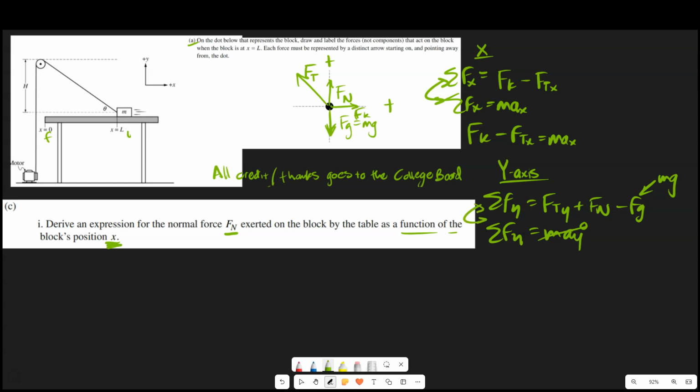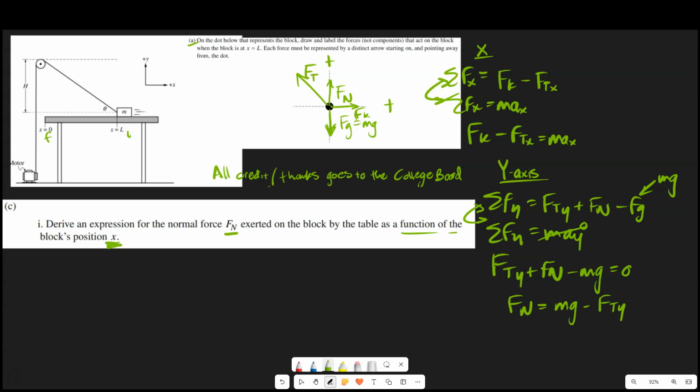That means we can set these equal to each other and say Fty plus Fn minus mg is equal to 0. Notice we're being asked for Fn, so that's good. We can isolate for that. We can say, well, Fn is equal to mg minus Fty. All right. You may have noticed a problem here.